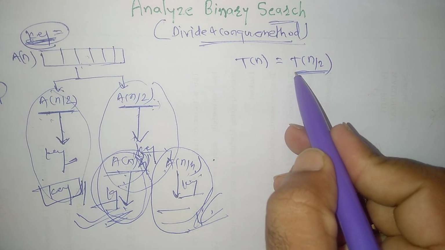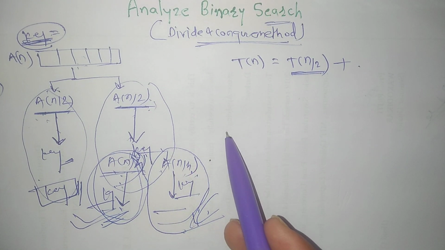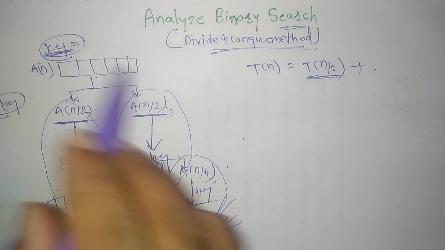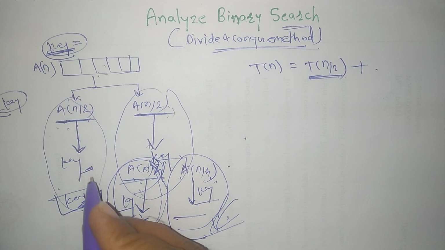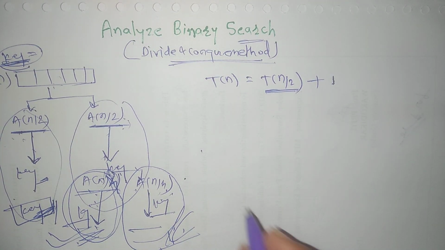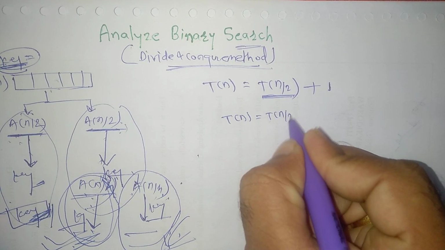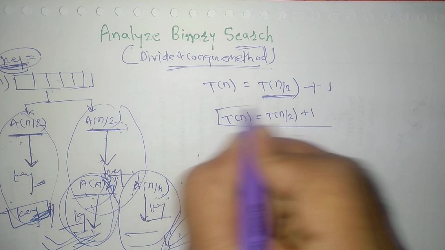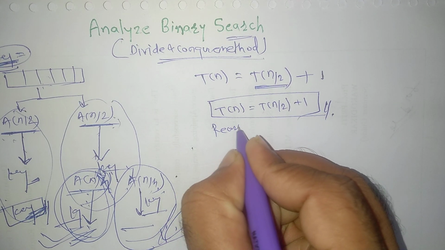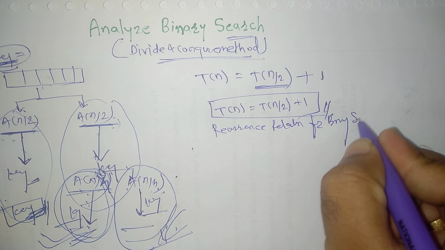So once again it must be only T of n by 2 plus what is f of n? At the last, what will I find out? Only the key value, since I am doing the binary search to find only a single value, that is the key value. So the f of n will be plus 1. So my final recurrence relation is T of n equal to T of n by 2 plus 1. This is the recurrence relation for binary search.